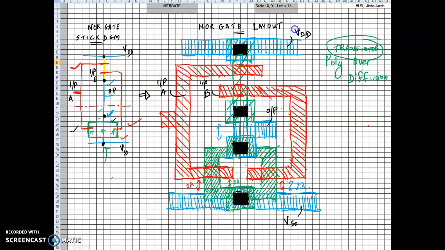Now, as you can see from this figure, this projection is not really needed. It adds to the chip length, or the breadth. So we do not need to give that extension.